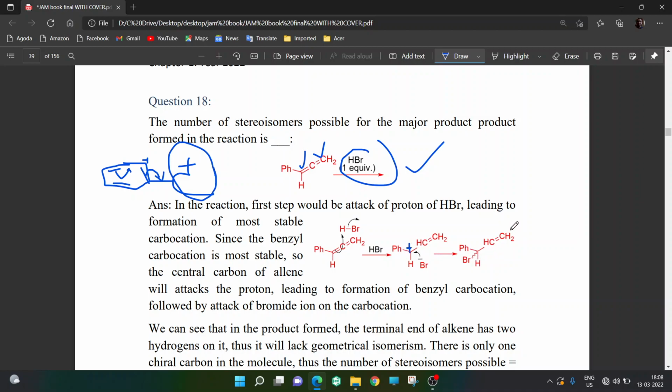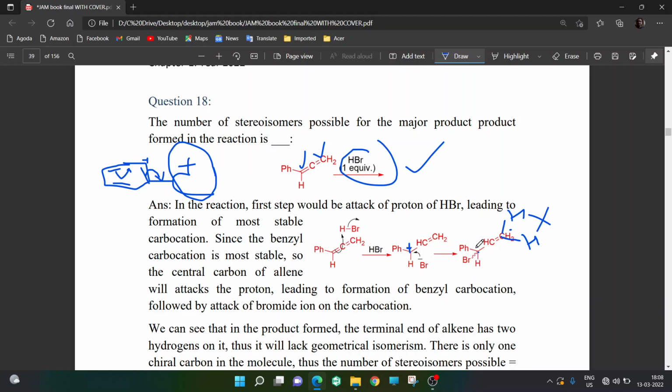Now you see these two hydrogens on the terminal carbon, both are hydrogen, so geometrical isomerism is not possible. If one was hydrogen, one was something else, then E and Z possibility is there, so you can avoid any kind of isomerism possible there. So only one chiral center is there.